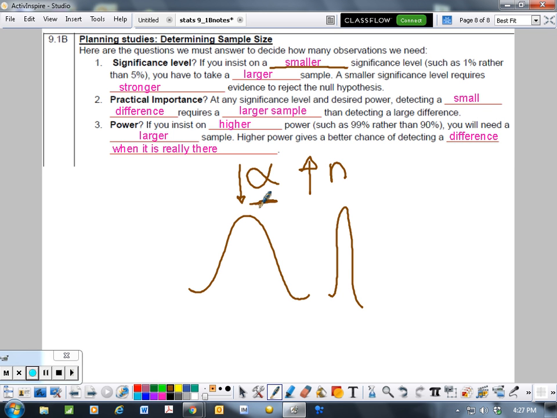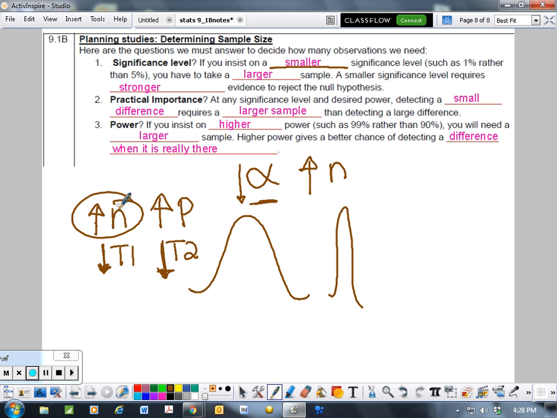A larger sample can help decrease your errors on both sides. That's the one thing. Increasing n will decrease T1 and it will decrease T2 because it increases your power. Increased people will decrease T1, which is really weird because typically if you decrease this, you increase this. But only with sample size does it help decrease both types of error.